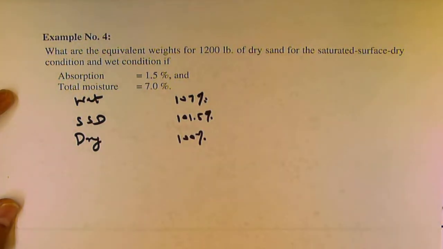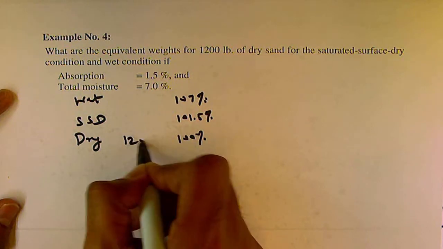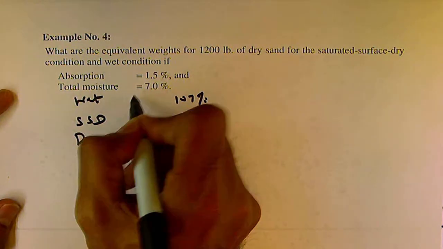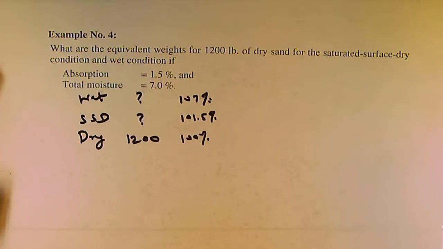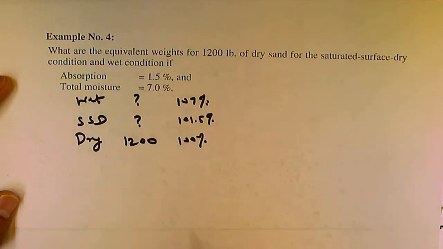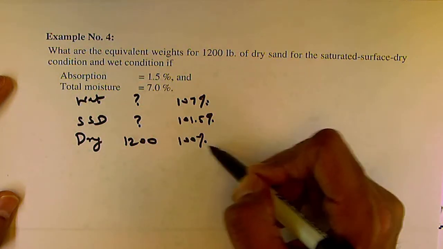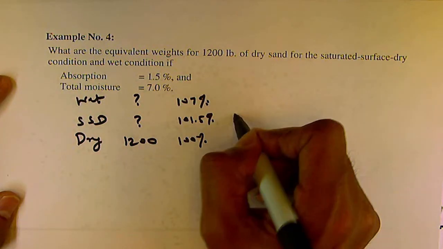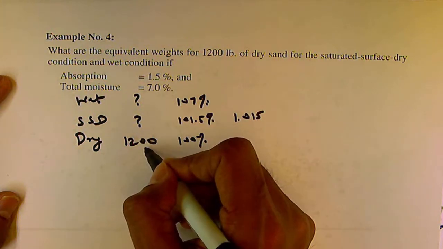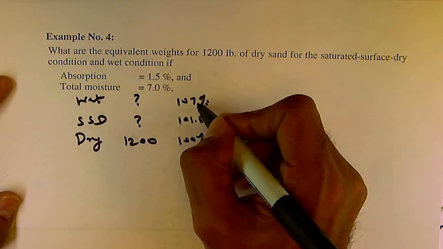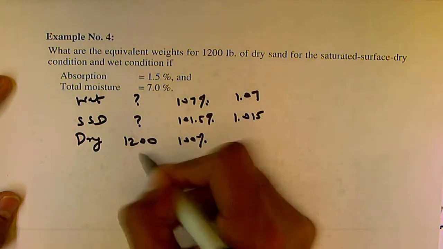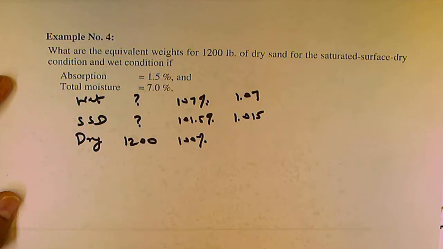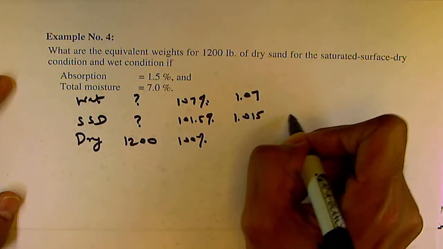Now in this problem, we are told that we have 1200 pounds of dry sand, and you have to figure out what the SSD and the wet weight are. As you can see here, if you look at it as a conversion factor concept, if this is 100, that's a factor of 1. 101.5% will be 1.015 times this weight. 107% would be 1.07 times this weight.